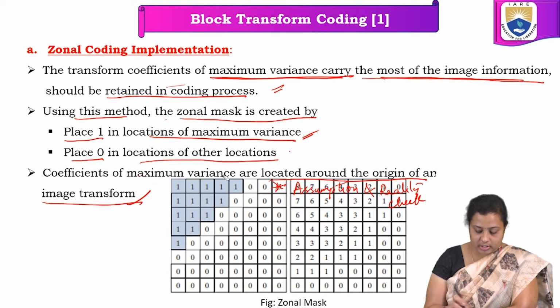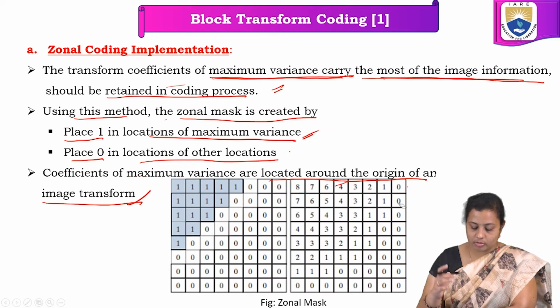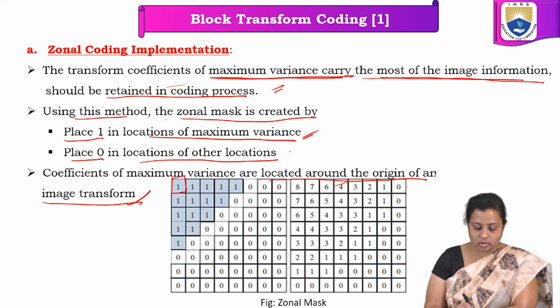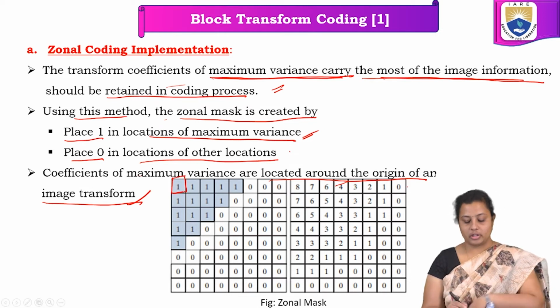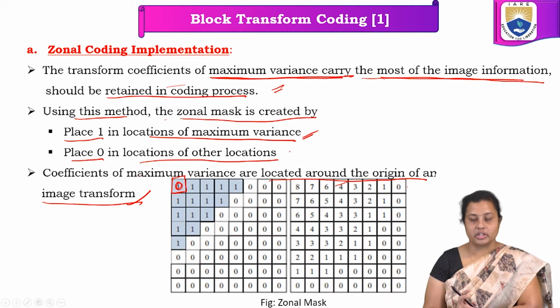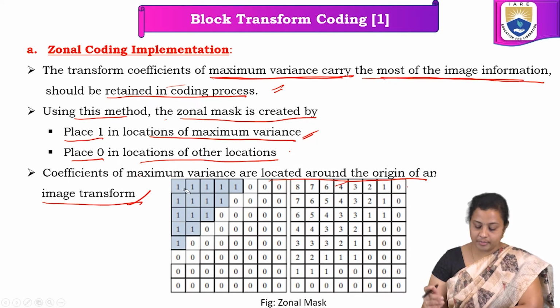So let me just erase this for a minute. Usually we know that the origin of the image is always at the left side corner, right? So if this is the origin of my image, then I observe that here I have my maximum variance. Having maximum variance means I will put my zonal coding mask as 1, 1, 1, right?